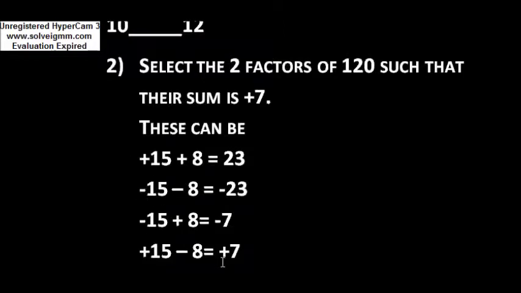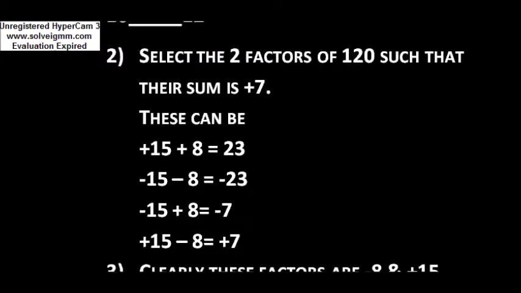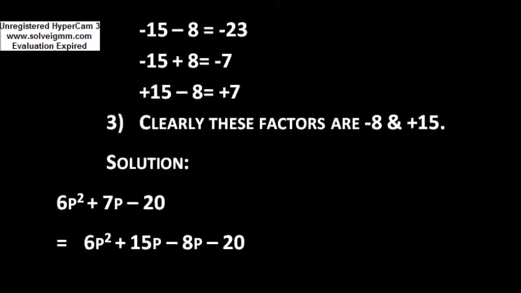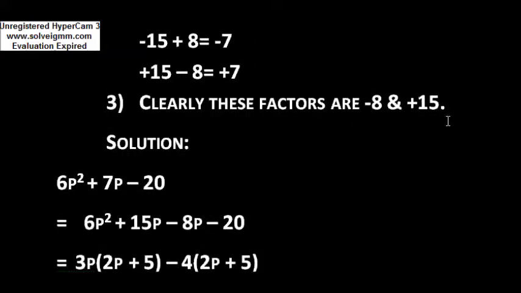Here in the given equation, the midterm is plus 7. It is coming only with this option. It means in all these types of questions, you can check all these different options with different signs, and then you will select only the right option, which is plus 15 and minus 8, which equals plus 7. Now, clearly these factors are minus 8 and plus 15.